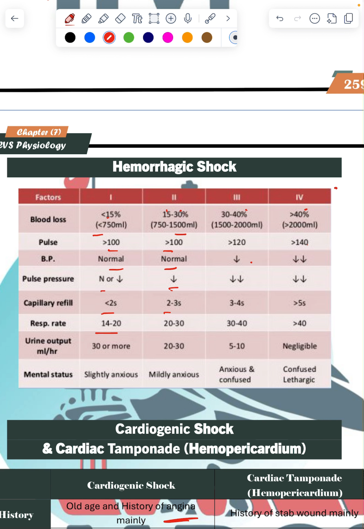14 to 20 is normal, 20 to 30 is class 2. In the worst class, pulse rate is more than 40, blood pressure is very low, and respiratory rate is more than 40.